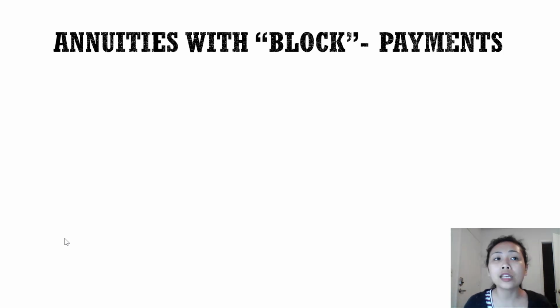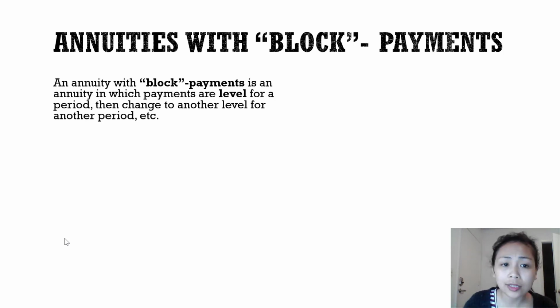For example, for the first 10 years, you make payments of $10 at the end of each year. For the next 20 years, you make payments of $40 at the end of each year. So the payment is kind of level up or level down. It's like the payments are level over periods of time. So that is how an annuity with block payments is constructed.